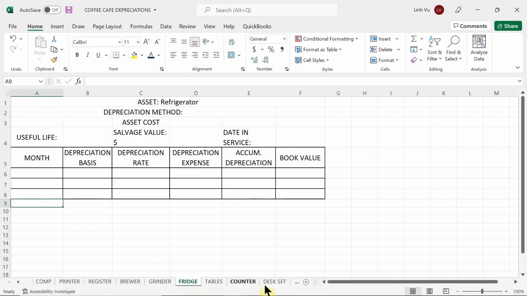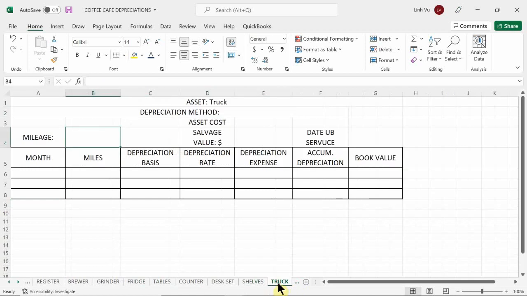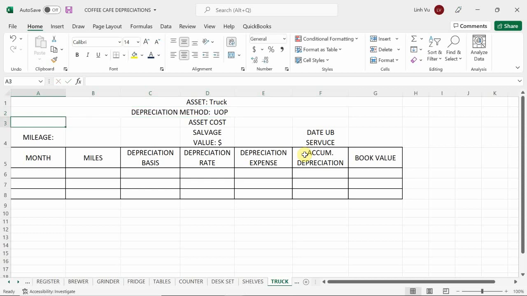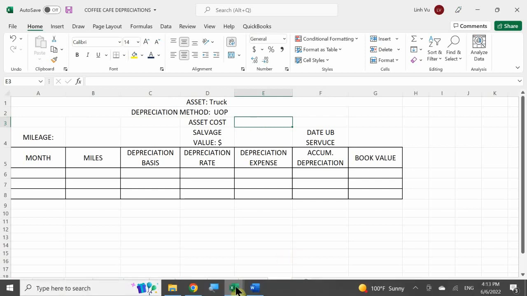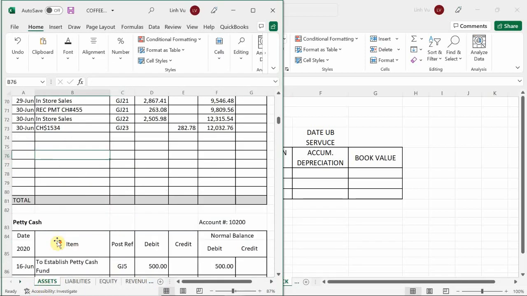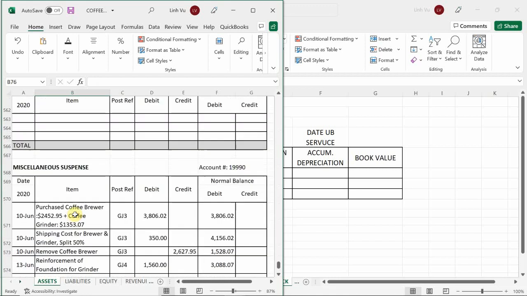So here we got tables and chairs. Let's see, here is our truck. We know for a fact what the depreciation method is. I'm going to use UOP, short for units of production, because we already figured that out. What is my total asset cost? How do I know how much my truck is actually worth? We can find that value in our general ledger. Every time we purchase our assets, we know exactly how much they're worth, what our total cost is.